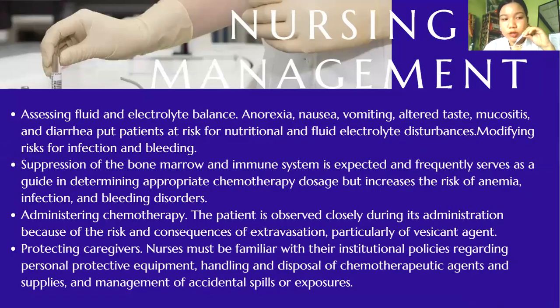Here we have the nursing management, which is assessing fluid and electrolyte balance. Anorexia, nausea, vomiting, altered taste, mucositis, and diarrhea put patients at risk for nutritional and fluid electrolyte disturbances. Next is modifying risks for infection and bleeding. Suppression of the bone marrow and immune system is expected and frequently serves as a guide in determining appropriate chemotherapy dosage, but increases the risk of anemia, infection, and bleeding disorders.